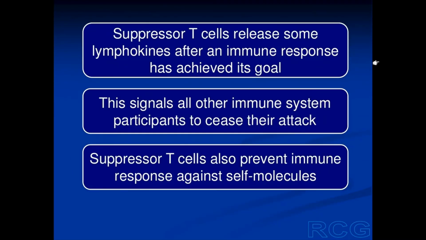Suppressor T cells release some lymphokines after the immune response has achieved its goal. This signals all other immune system participants to cease their attack. And the suppressor T cells also prevent immune response against the self.